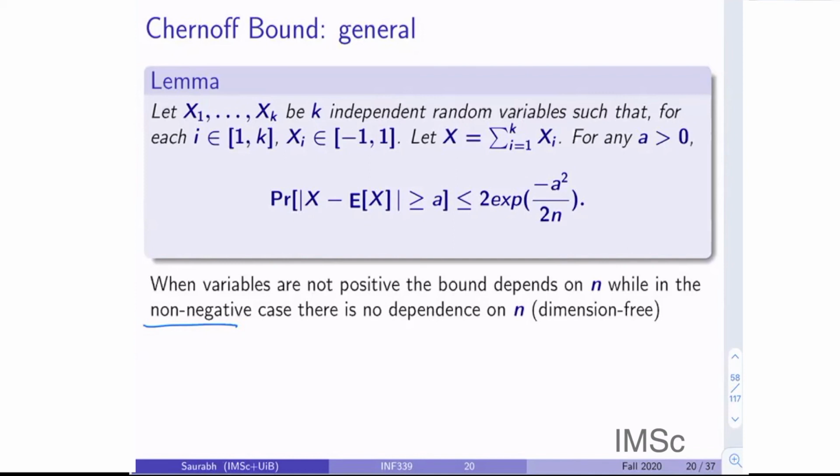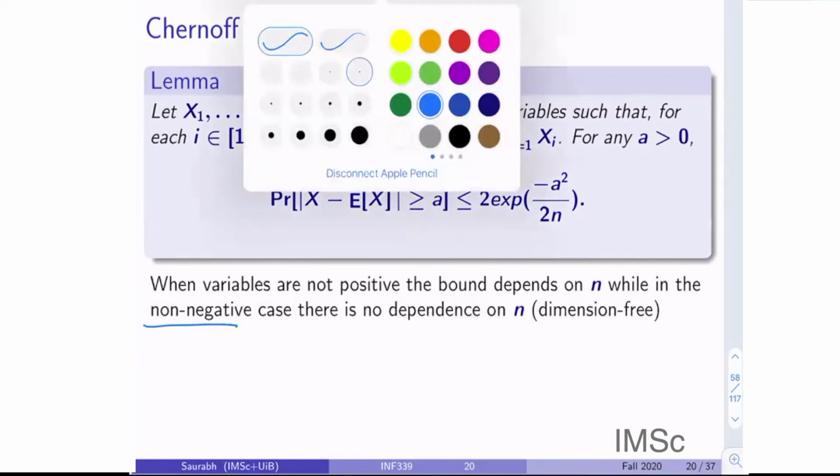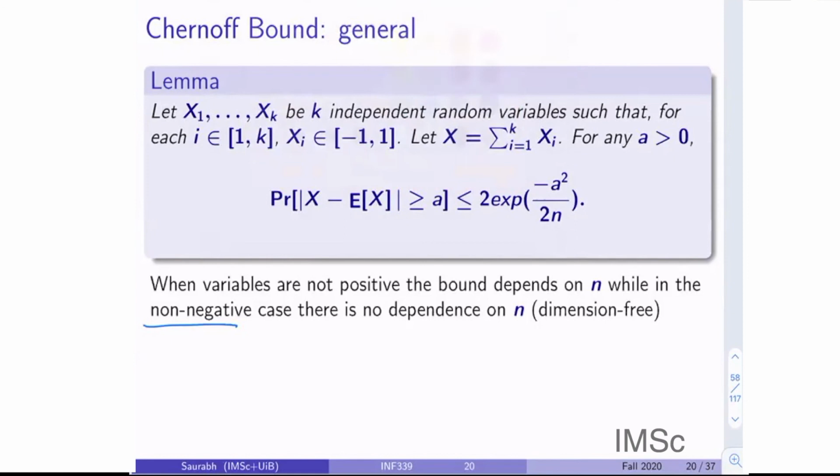Okay, but let me. What is n here? I mean, it should be k, no? Oh, this is what I mean. Right. Oh, sorry, you're right. This is k. Sorry, this is my fault. Yeah, it should be k. It just depends on the number of random variables.